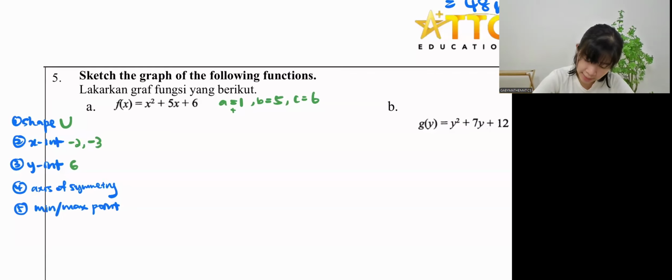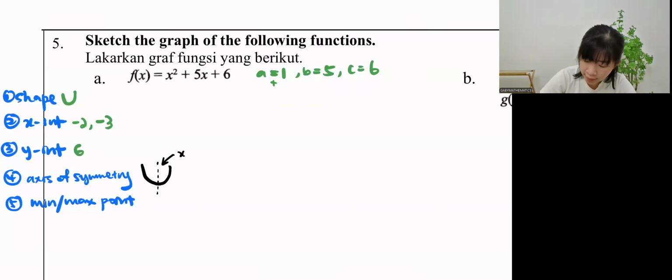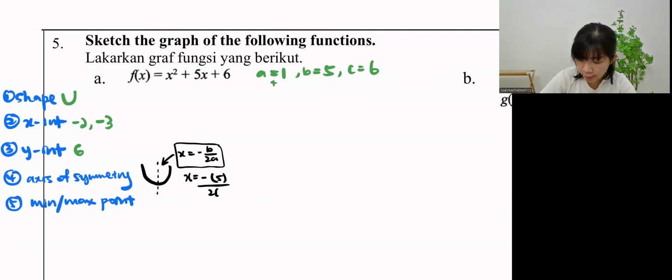Number 4, the axis of symmetry. Axis of symmetry means the line in the middle. So what is the answer? Either you use the formula or you can use the midpoint. We use the formula to find it. x equals -b/2a. x equals -b, b is 5, over 2a, a is 1. So x equals -5 divided by 2, -2.5. So the line in the middle is at x equals -2.5.